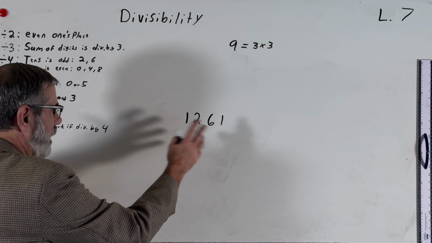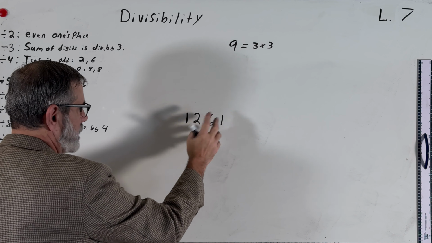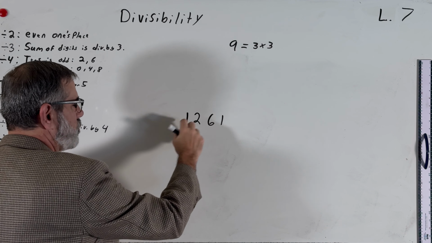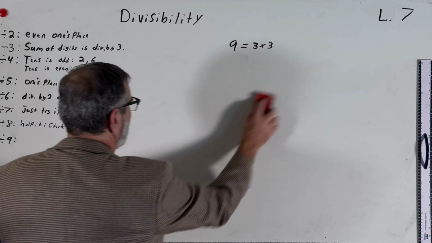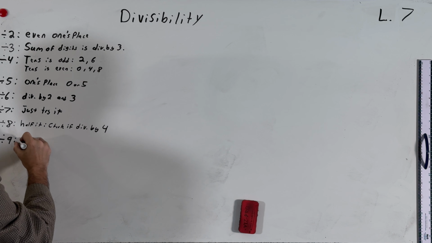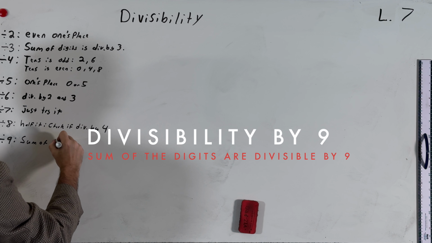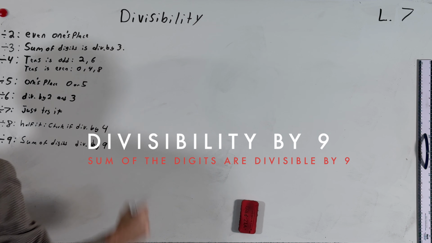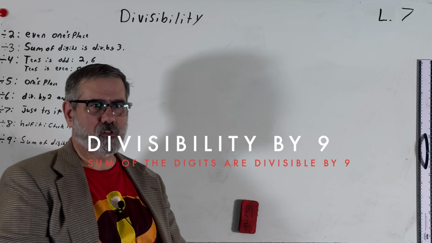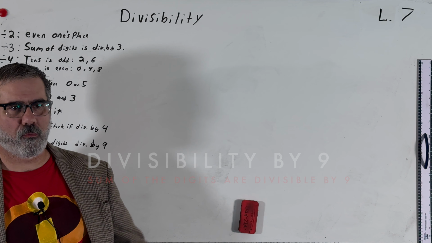All right, so all we have to do is add the digits up. So we have the 2 and the 6. 6 and 2 is 8, plus 1 more is 9, plus 1 more is 10. So no, this is not divisible by 9. All right, sum of digits divisible by 9. That's the rule for divisibility by 9. If the sum of the digits is divisible by 9, then so is the original number.